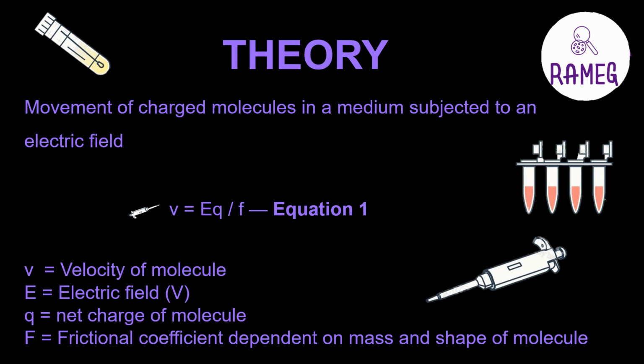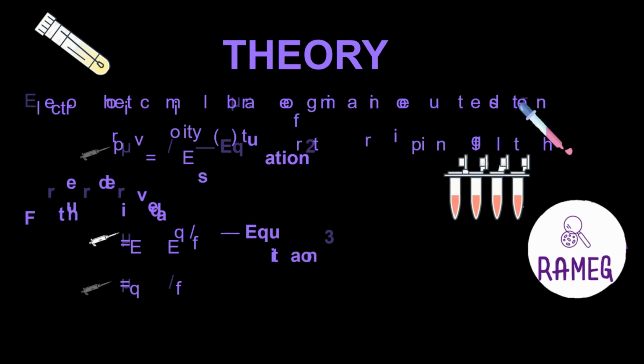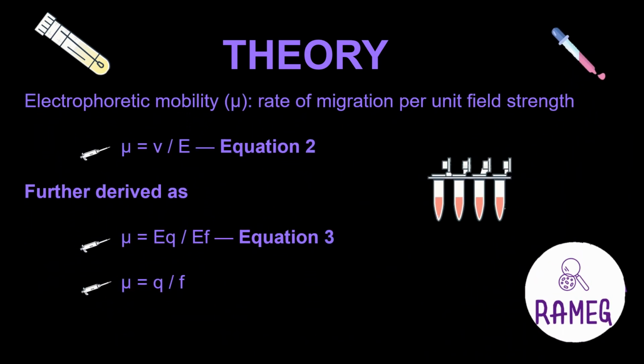Based on equation 1, electrophoretic mobility, which is the rate of migration per unit field strength, can be determined, and this electrophoretic mobility is denoted by mu. So mu is directly proportional to the velocity and inversely proportional to the electric field strength. To further derive this equation, mu can be expressed as Q over F, that is, mu is directly proportional to the net charge and inversely proportional to the frictional coefficient.